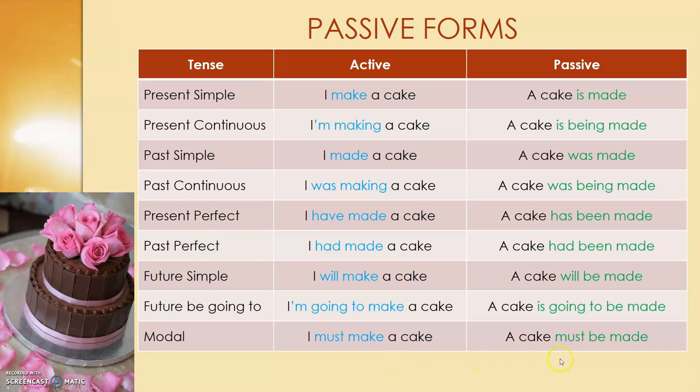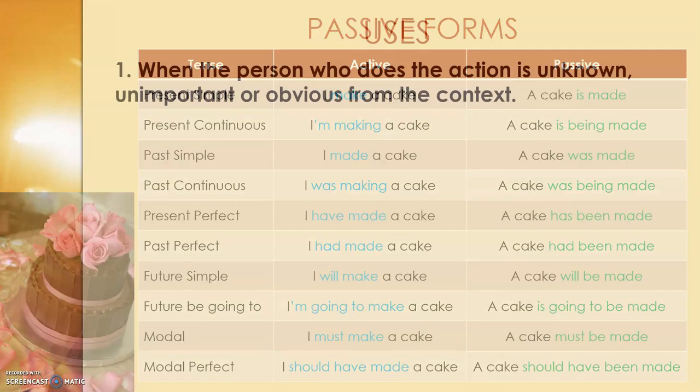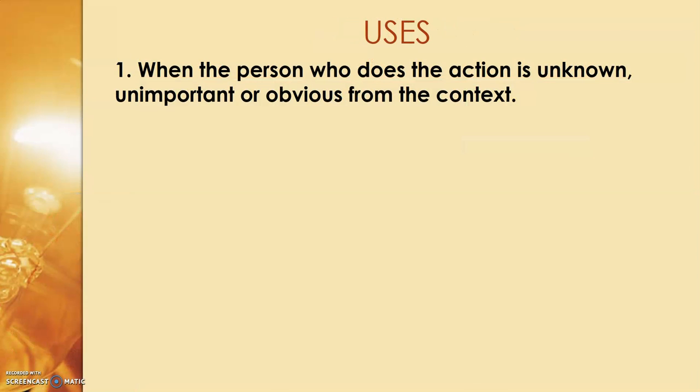Modal, I must make a cake, a cake must be made. And modal perfect, I should have made a cake, a cake should have been made. So as you can see, we have here a chart that has different tenses that you can use with passive forms, okay? So now let's take a look at the uses, okay, of passive voice.